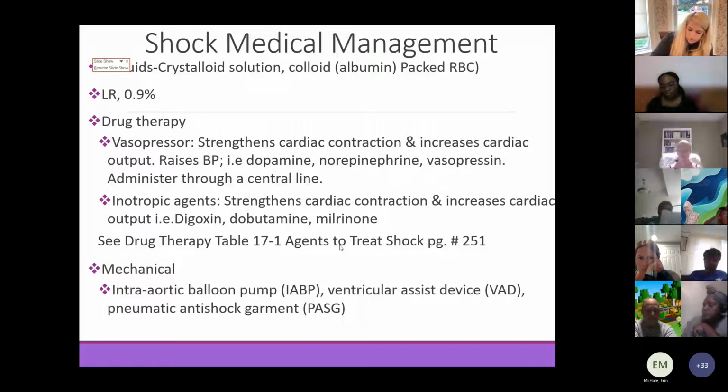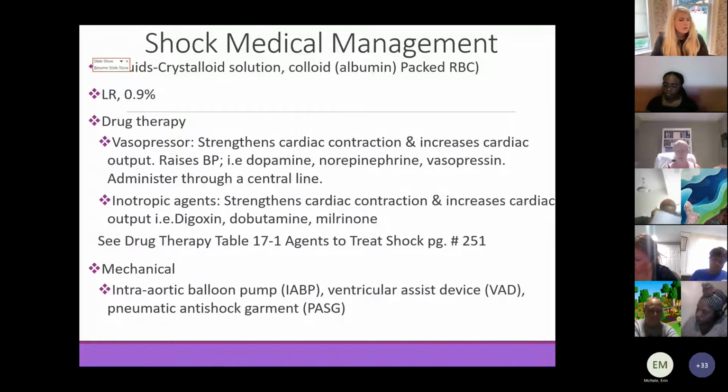We can also give medications like digoxin, dobutamine, and milrinone, which are inotropic agents. These work together by strengthening the cardiac contraction and then increasing that cardiac output. So you should know the names of these medications and you should know what they do.